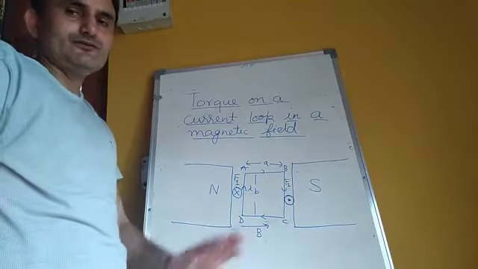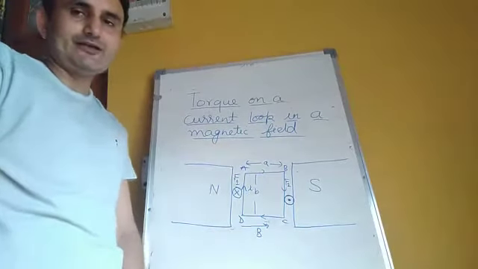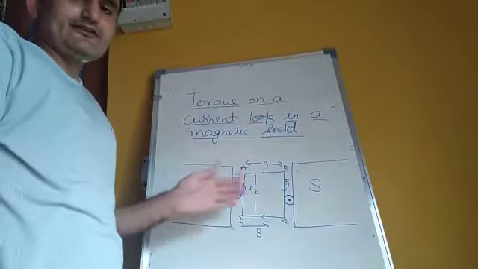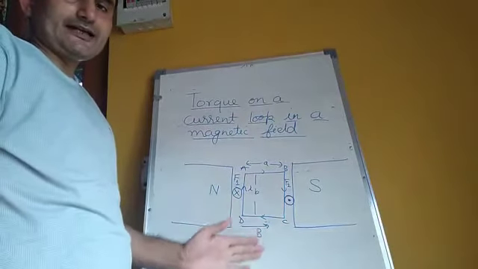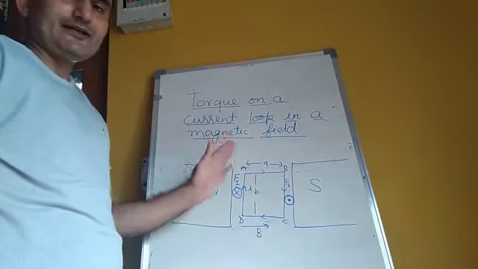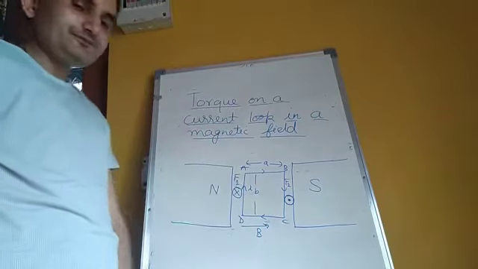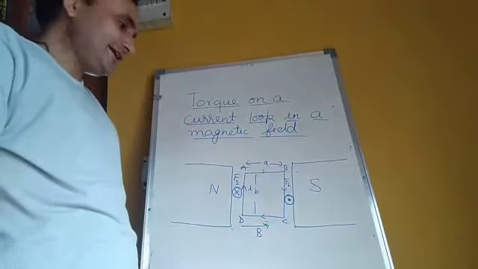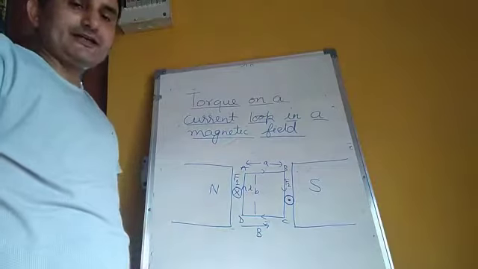We can have a loop of any shape, okay, but it is very easy to calculate the torque for a rectangular loop. That's why we have kept it here. Now this loop has four sides and they have current in it.